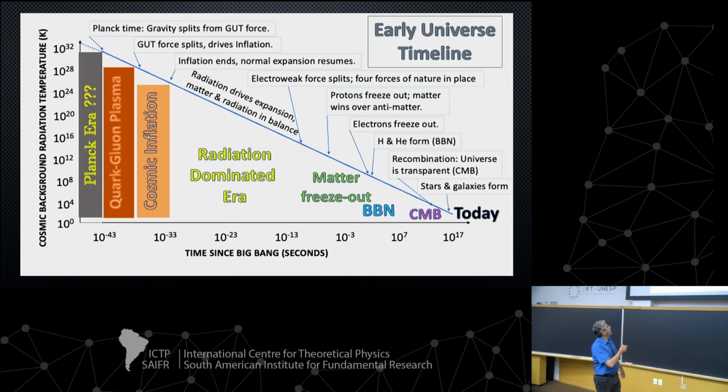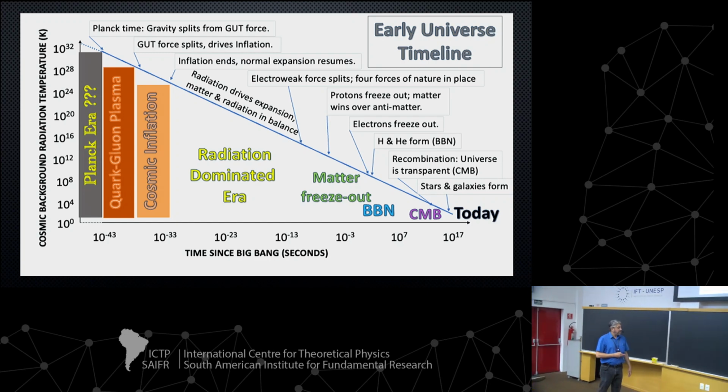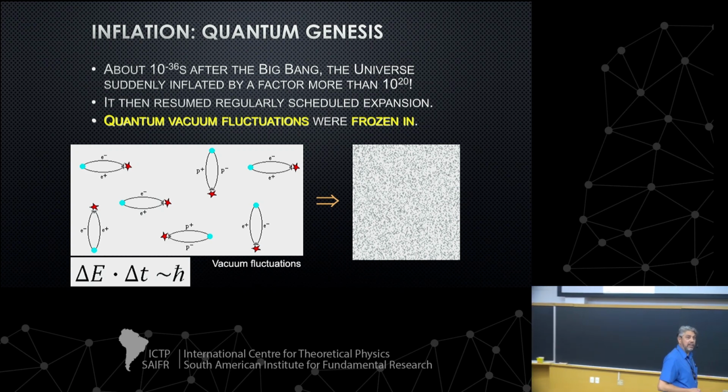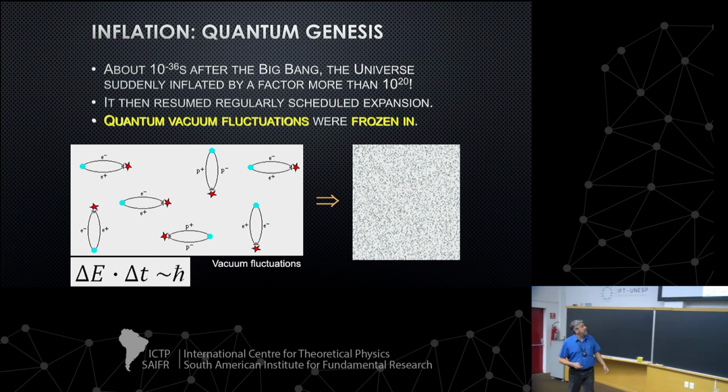And so then we go on, and the universe continues to cool down. This is, of course, temperature versus time here. And eventually you get to the CMB, and only very late, you get galaxies and stuff like that. So this is what the early universe people think. But let's talk a little bit more about this inflation, because that's going to kind of be the start of the whole shebang, right? Okay, so what happens during inflation?